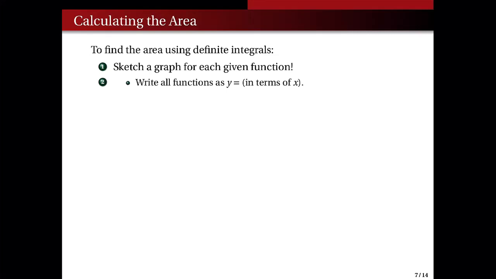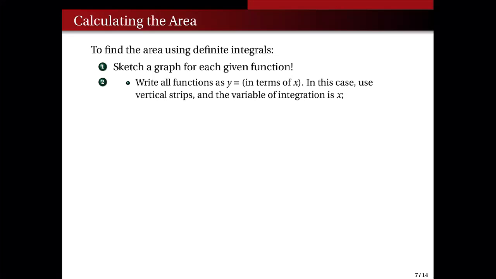Okay, now you write all functions as y equals something in terms of x. So you isolate y on one side of the equation and the other side will be in terms of x. That's one way. And then if you have this case, you use vertical strips or vertical rectangles. And the variable of integration will be in terms of x.